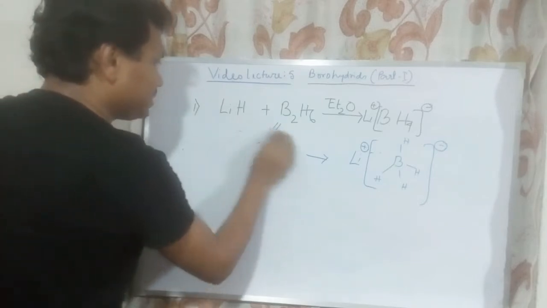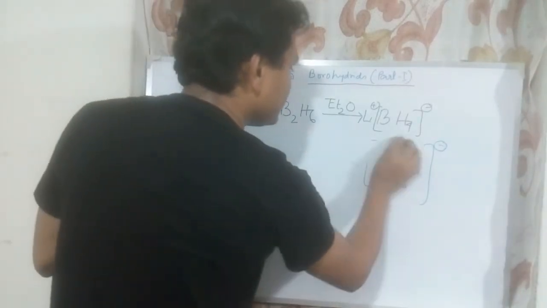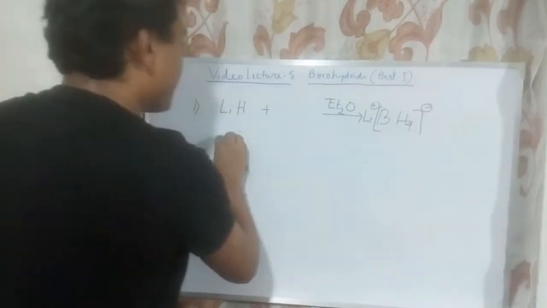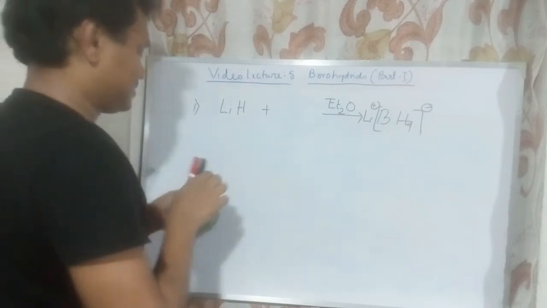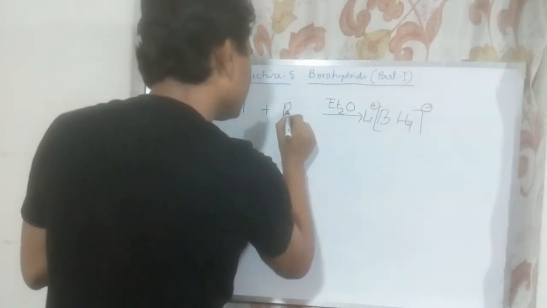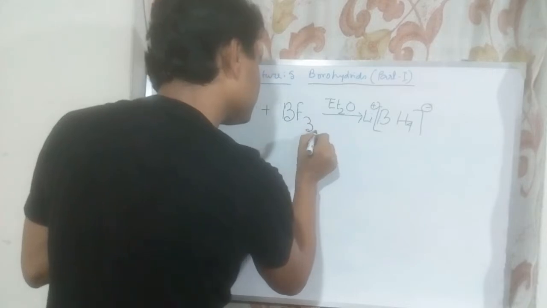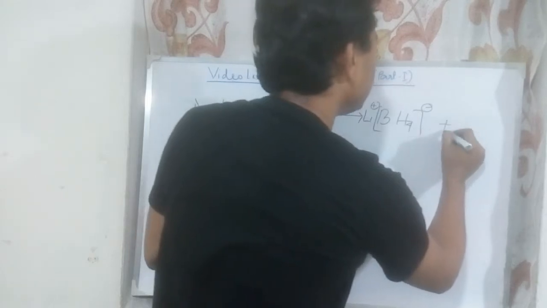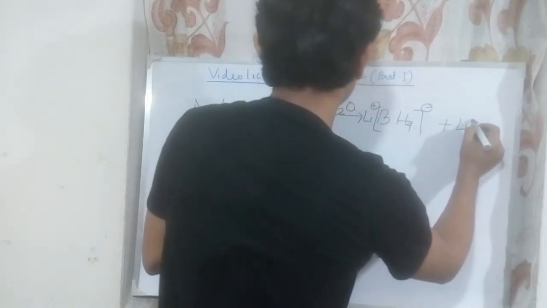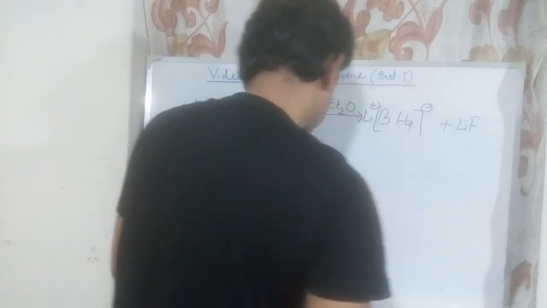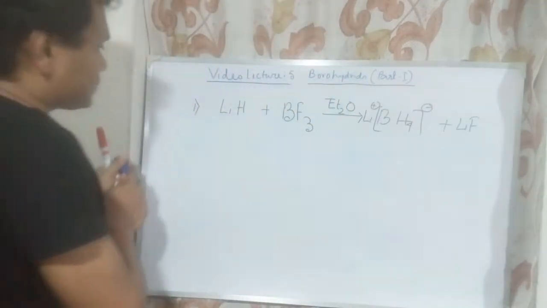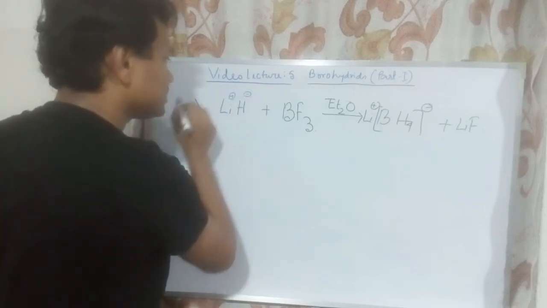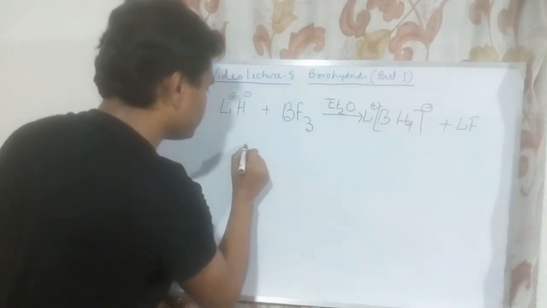So the ultimate tricky reaction is the reaction between this lithium hydride and this boron trifluoride, because here the main complication comes. Okay, so let's see. And another product is here, lithium fluoride. As we have said earlier, this is lithium plus and hydride minus. Now the main contradiction comes from BF3.